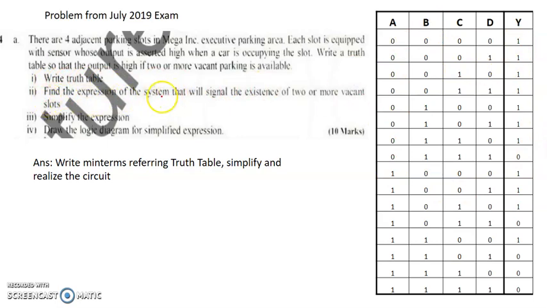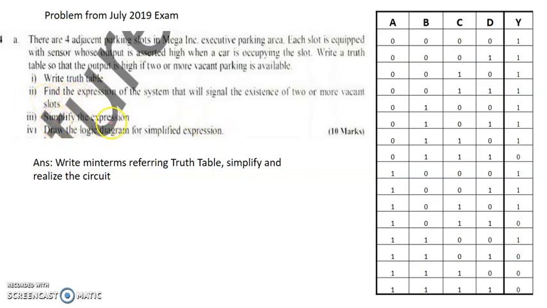Next, find the expression of the system that will signal the existence of 2 or more vacant slots. What is the expression? These are the min terms for all the ones of Y. Y is equal to f of A, B, C, D is equal to summation m of 0, 1, 2, 3, 4, 5, 6, 8, 9, 10, 12. So this is the expression. This is the answer for the second question here.